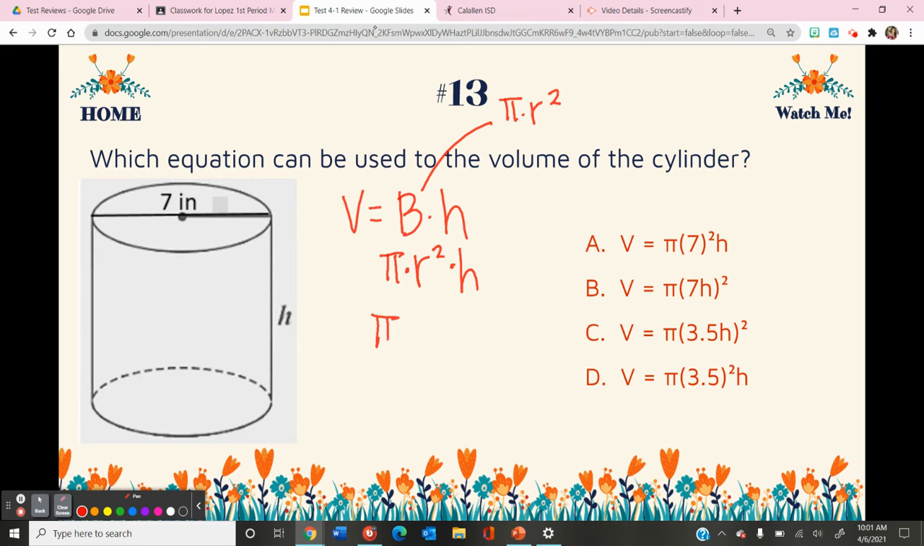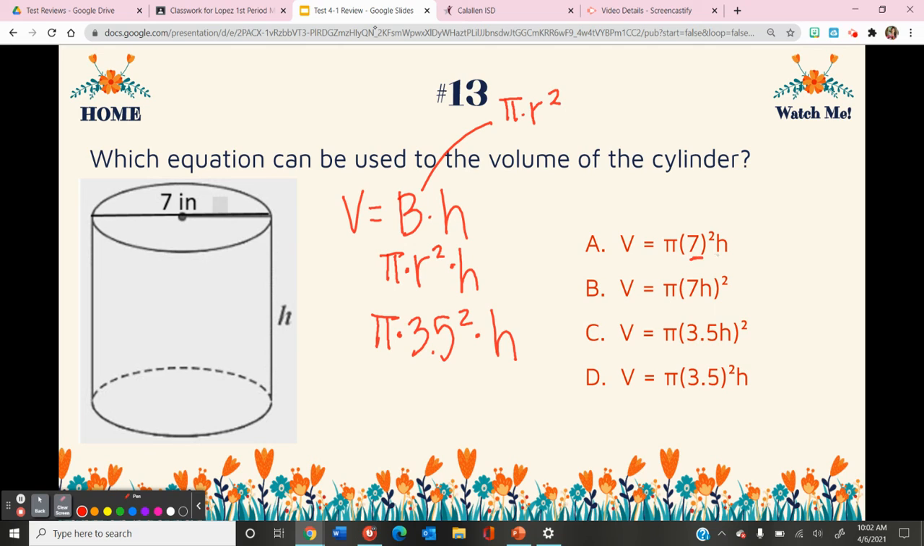So I'm going to plug in my radius here. This is going to be pi times 3.5 squared. And we don't know the height, so we're just going to multiply this by the height. And again, we're just trying to see which equation we would plug into our calculator to find the volume of this cylinder.